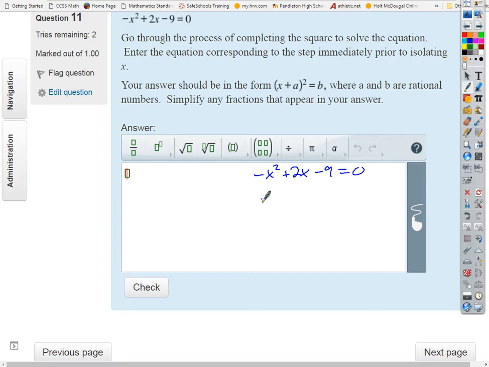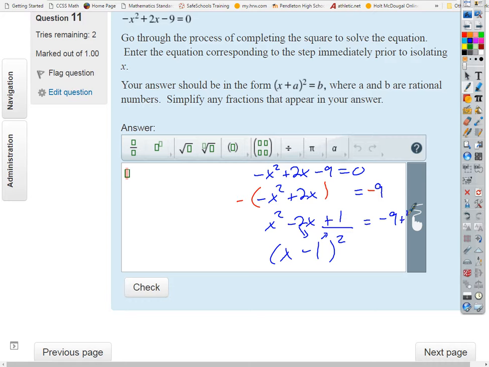So we'll chase the 9 to the other side. Add 9 to both sides. I'm going to multiply each side by negative 1, which is going to give me x squared minus 2x equals negative 9. And then half of negative 2 is negative 1. Negative 1 squared is 1, so I've got to add 1 to both sides. And so on the right side, I just end up getting negative 9 plus 1, which is negative 8. So that's my answer.